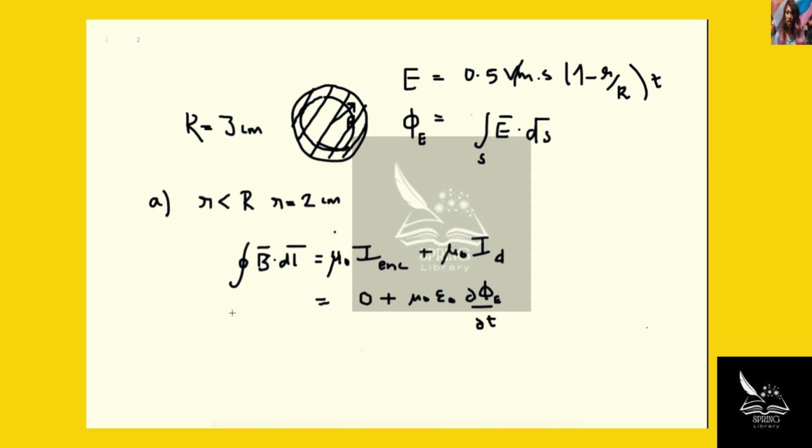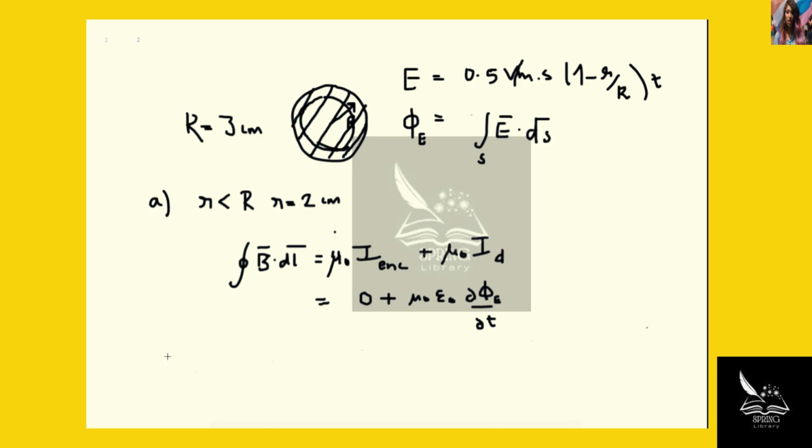In Ampere's law, the integral of B dot dl is mu naught I enclosed plus mu naught I d, the displacement current. Now for our case, there is no enclosed current going through the circular region. So the only current that we need to worry about is the displacement current I d. To calculate the displacement current, we need to first evaluate this term. If I take a derivative of phi of E, t will just go away. So I just need to integrate this with respect to ds.